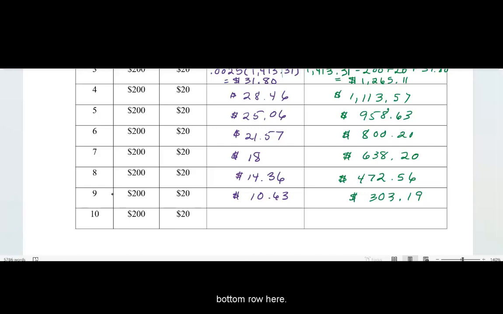Okay, that leaves us with the bottom row here. This is your 10th payment, all right? So with your 10th payment, like I said, nothing's changing with our process here. We multiply this now by the previous balance from row 9, and I did not leave myself a lot of room, but we have $6.82 left over for interest.